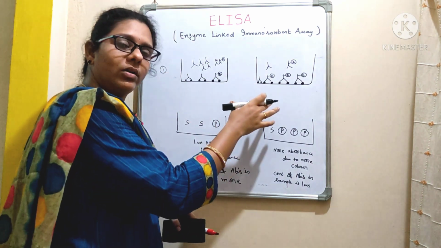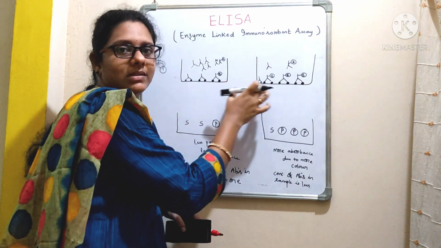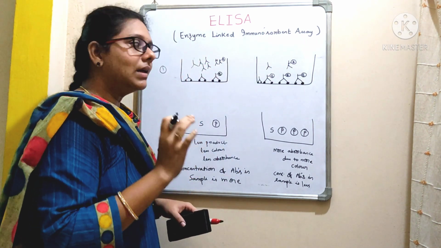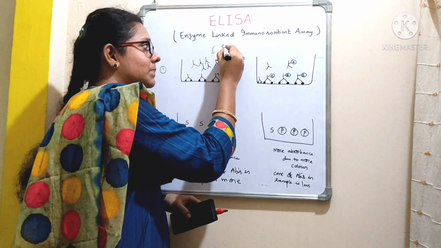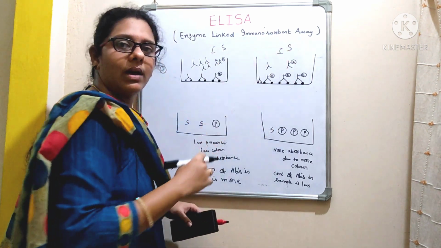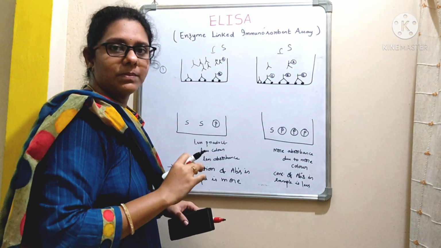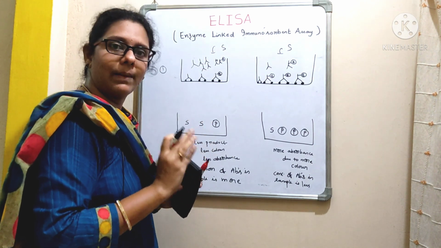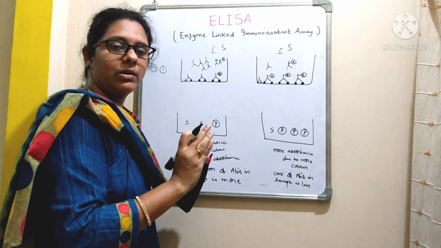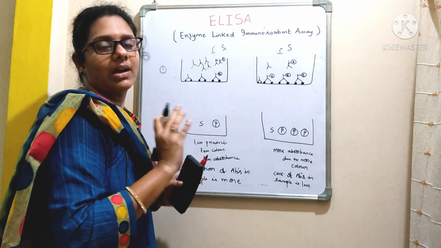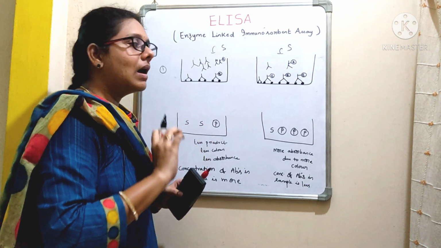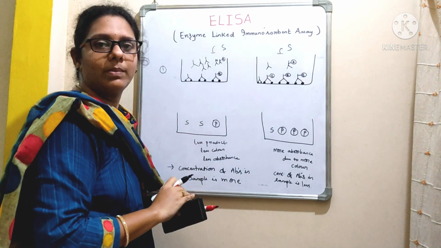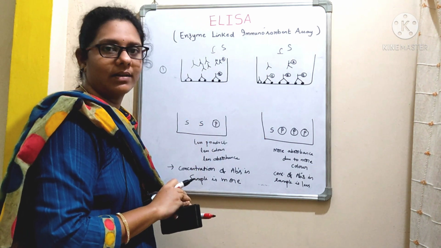Okay, now what you are going to do, you have to wash the wells to remove these unbound antibodies. Then you are going to add a substrate. When you add a chromogenic substrate, you will get a colored product. You need to incubate for a certain time period, and after the incubation, you are going to stop the reaction with the stop buffer, right? After you stop the reaction, you are going to check the absorbance with the help of an ELISA reader, right?